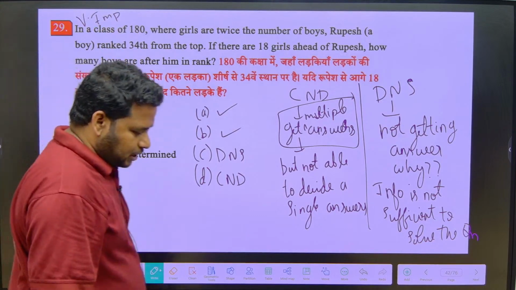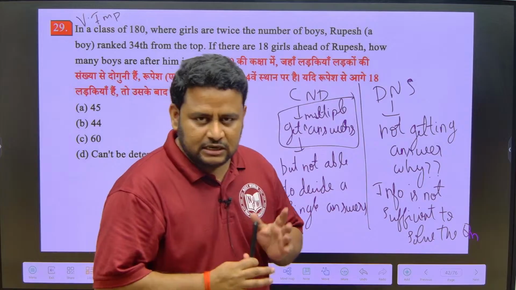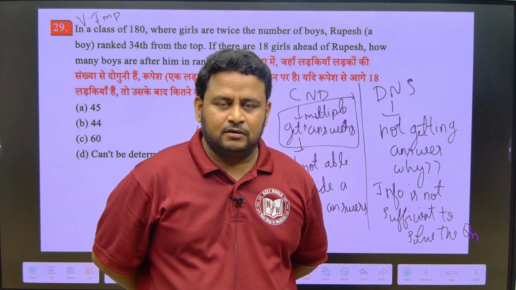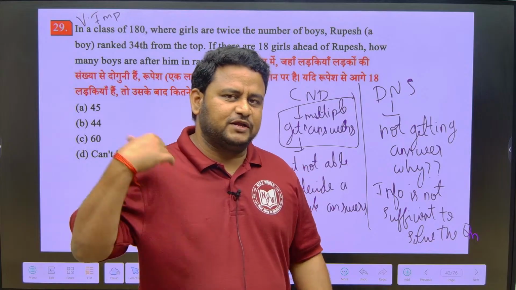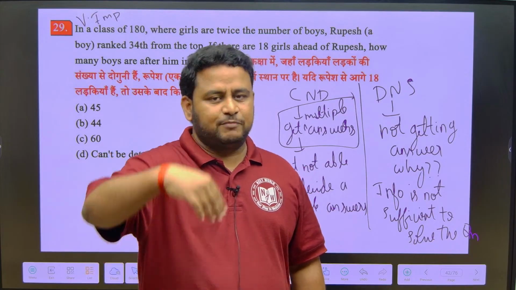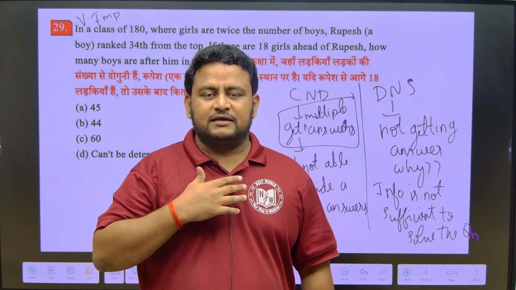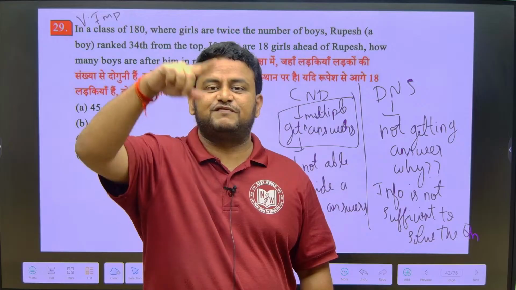Now, for example, if I say my rank is 16th, I am 16th rank. I am 16th rank means before me, or above me, how many persons will be there? I am 16th rank from the top. Above me how many persons are there? That means there are 15 persons.